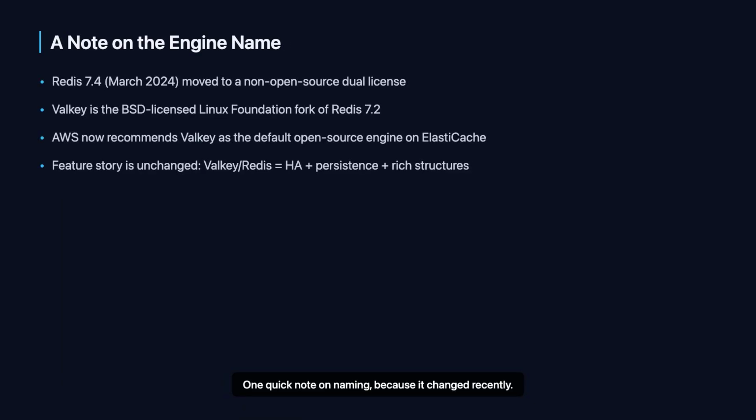One quick note on naming, because it changed recently. In March 2024, Redis announced that version 7.4 would move to a dual license that is no longer open source. In response, the Linux Foundation launched Valkey in early April 2024, a BSD license fork of Redis 7.2. Amazon Web Services now recommends Valkey as the default open source engine on ElastiCache. For everything on this exam, treat Valkey and Redis as the same feature story: high availability, persistence, and rich data structures. Only the name and the license change, not the decision rule.